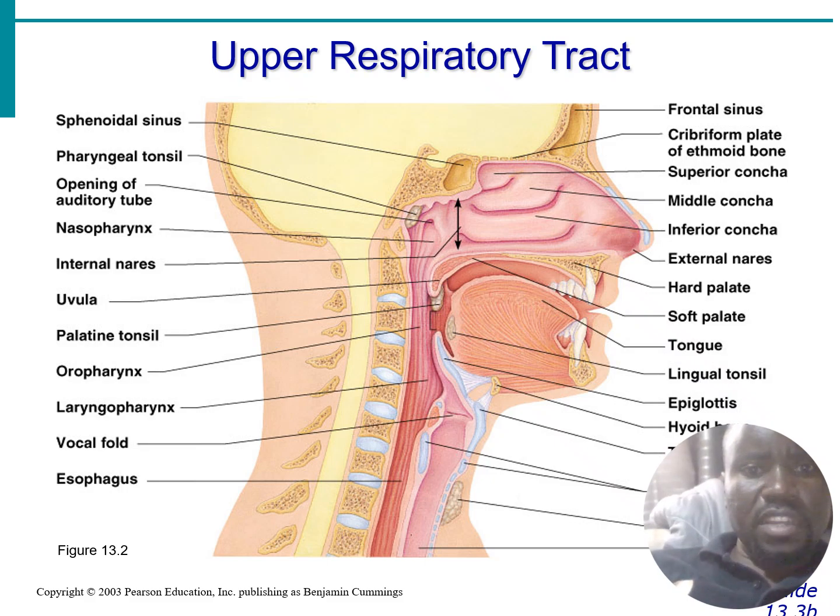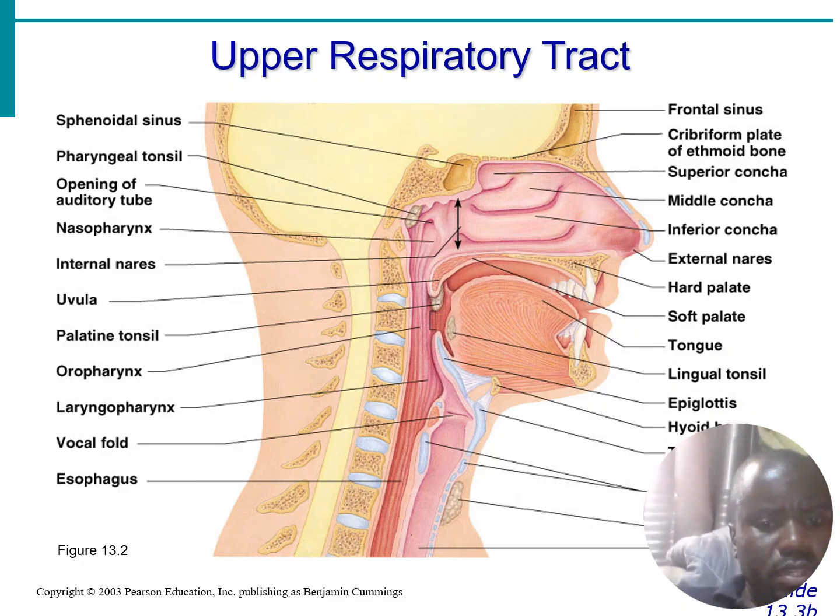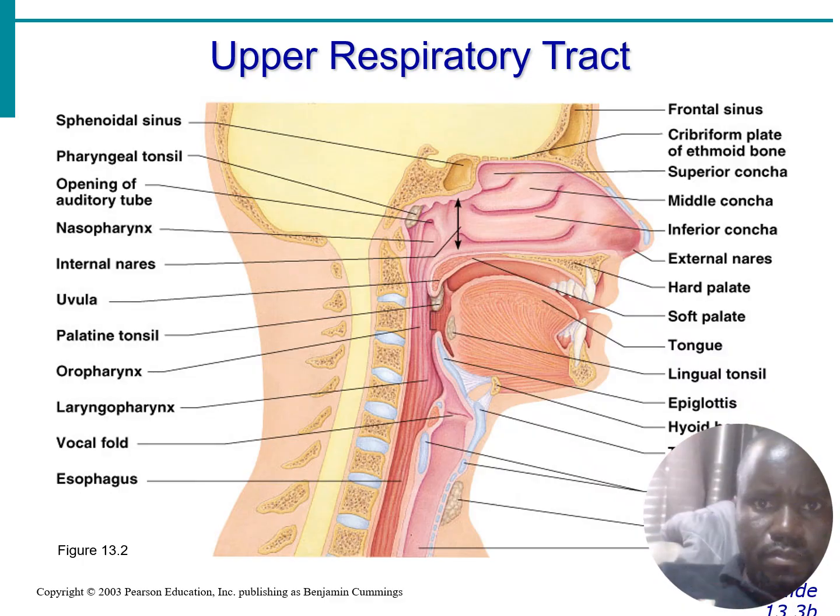The nasal cavity and the oropharynx are separated by a bone, the hard palate. The hard palate extends into the soft palate, ending in the uvula, that finger-like ending. These anatomies are very, very important to know.